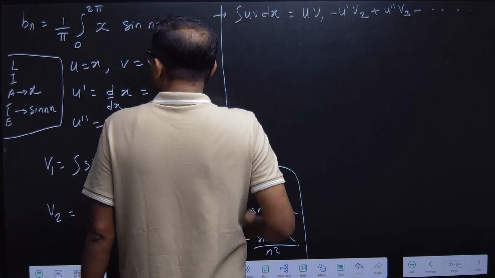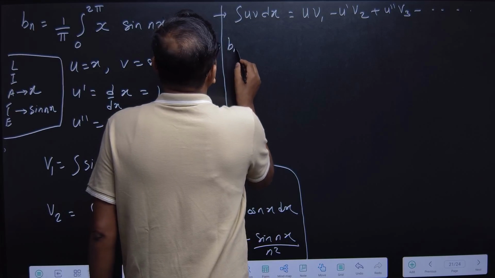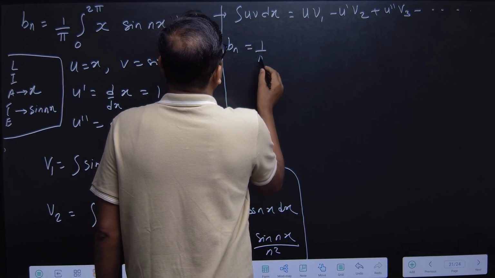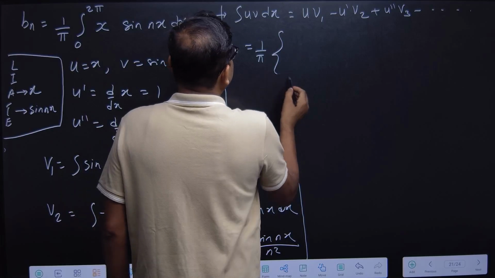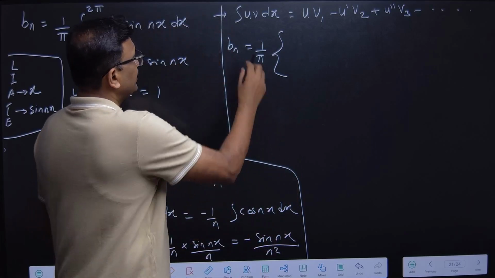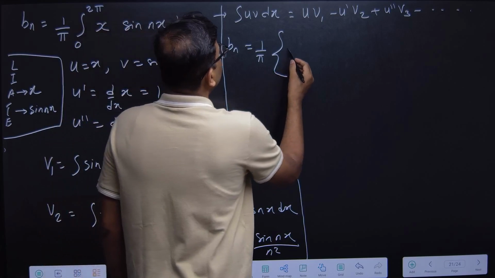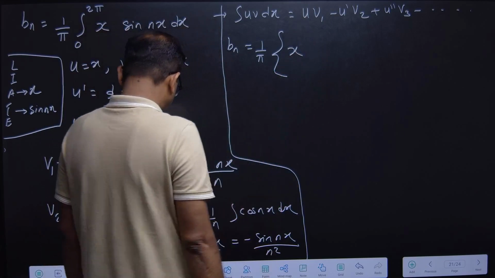Now see, bn is 1 upon pi. We'll keep it outside as it is. If you apply the formula of u into v to this term, first of all, u as it is into v1.